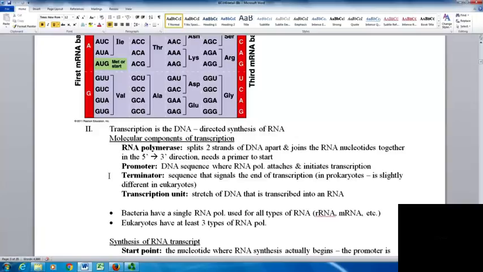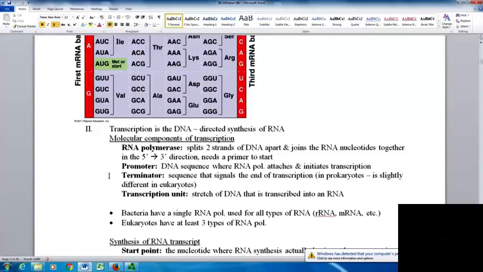Your promoter is going to be a DNA sequence where the RNA polymerase can attach and initiate transcription. The terminator is the sequence that signals the end of transcription. It's slightly different in the prokaryotes and eukaryotes. Your transcription unit is going to be the stretch of DNA that gets transcribed into the RNA.